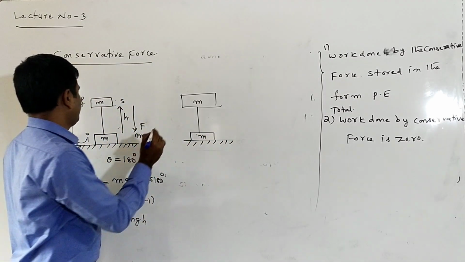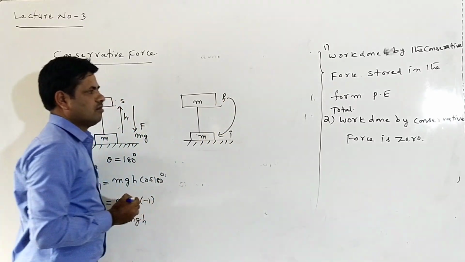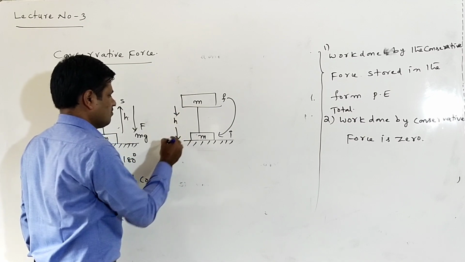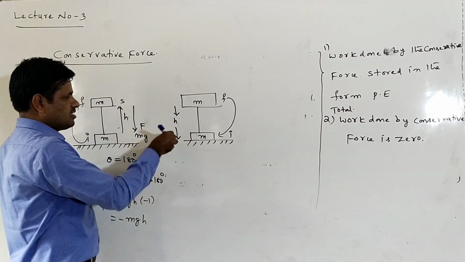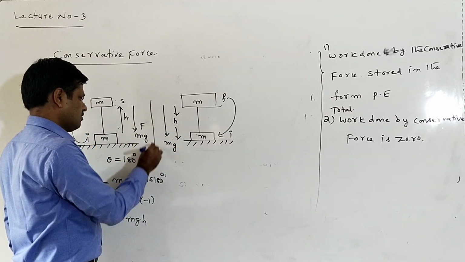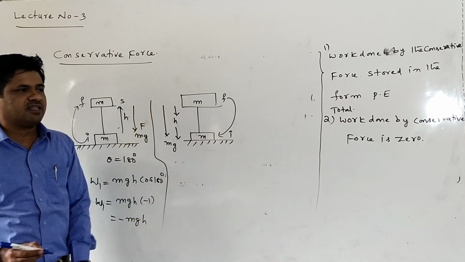Here this is again coming from final to initial position. Here also it moves, the distance is h. Here also gravitational force is acting in this direction, and the body is also moving in the same direction.